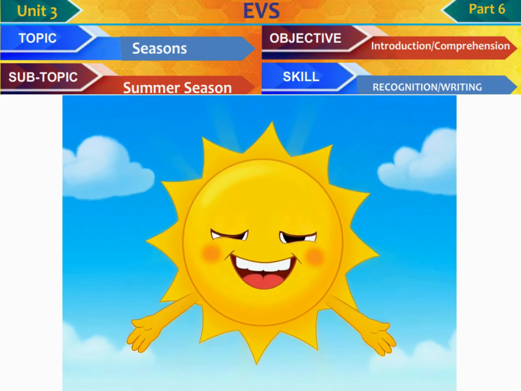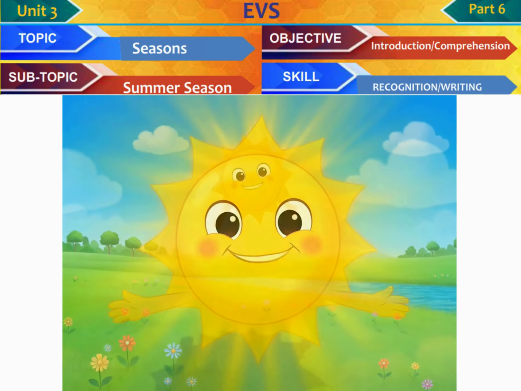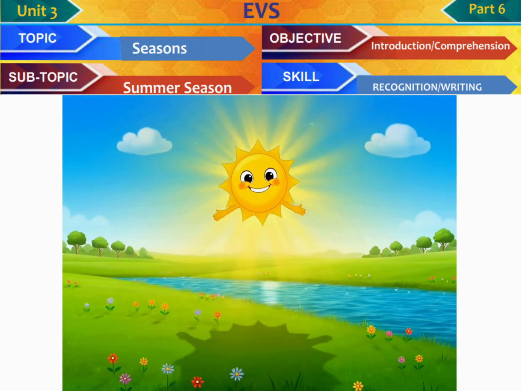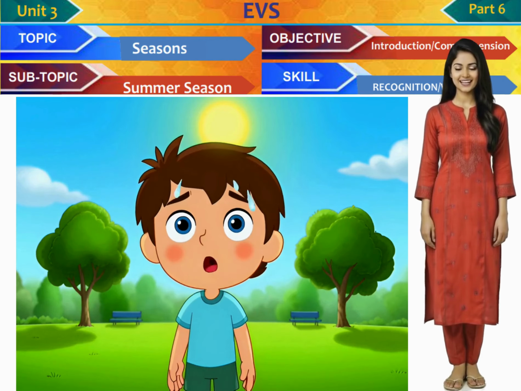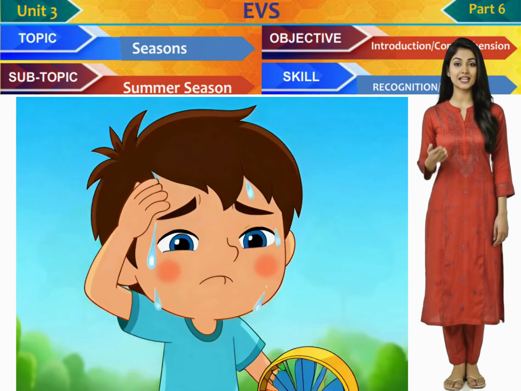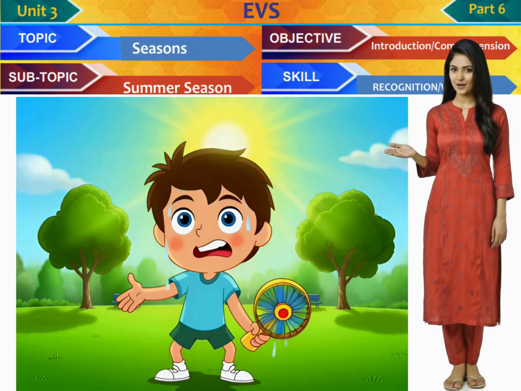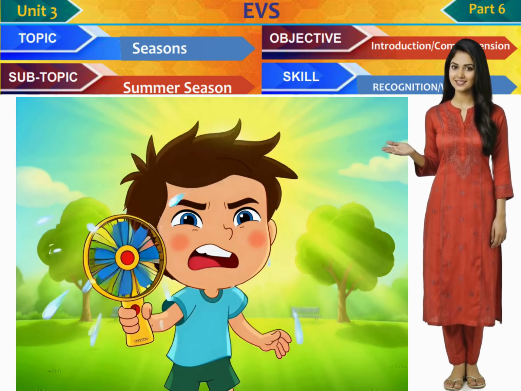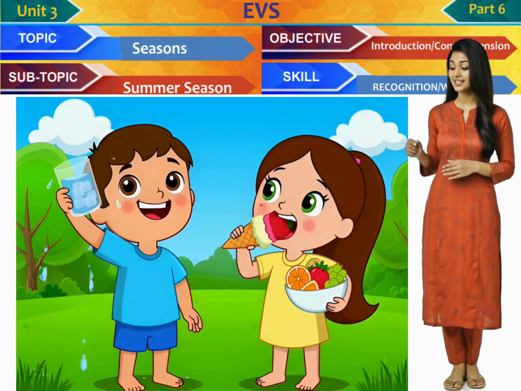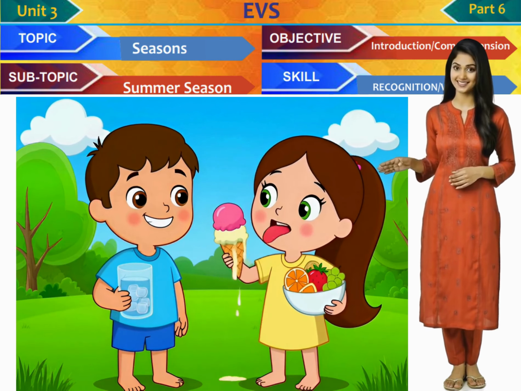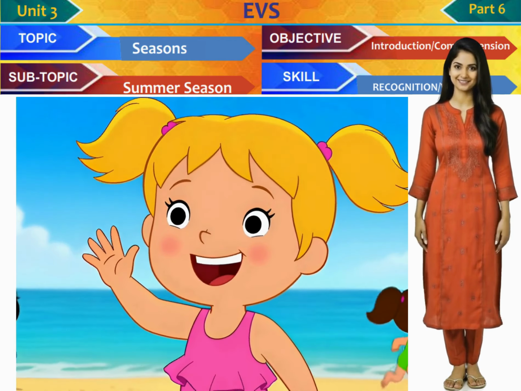Hello, children. I am the sun. In the summer season, I shine very bright and make the days hot. Welcome back, children. Today we are going to learn about summer season. During summer, the sun shines very bright and the weather becomes hot. We wear light cotton clothes, drink lots of water, and enjoy cool foods like fruits and ice cream. Many children also enjoy summer holidays and beach fun.